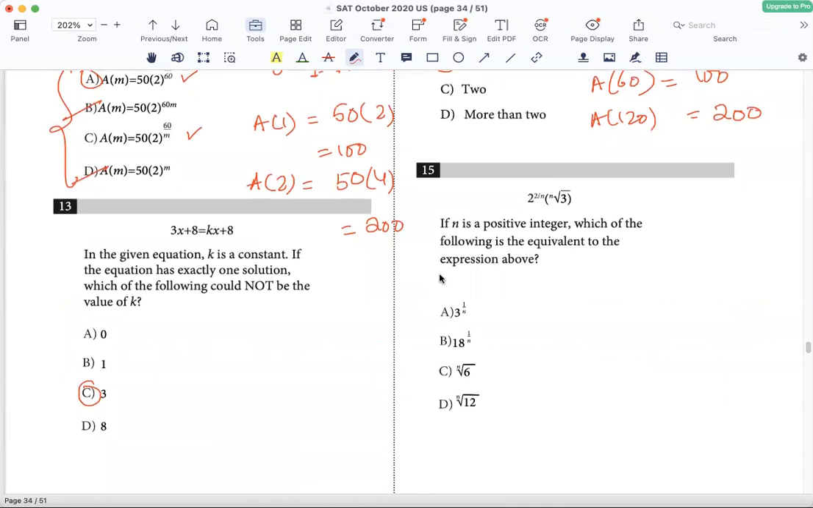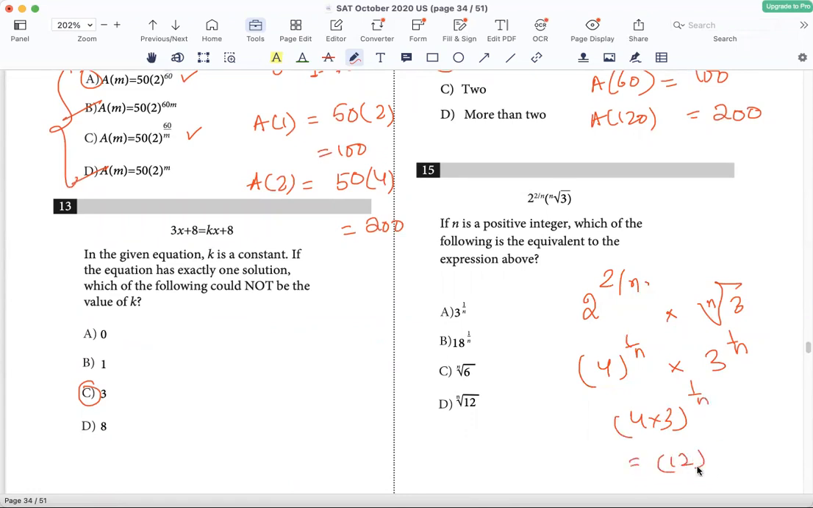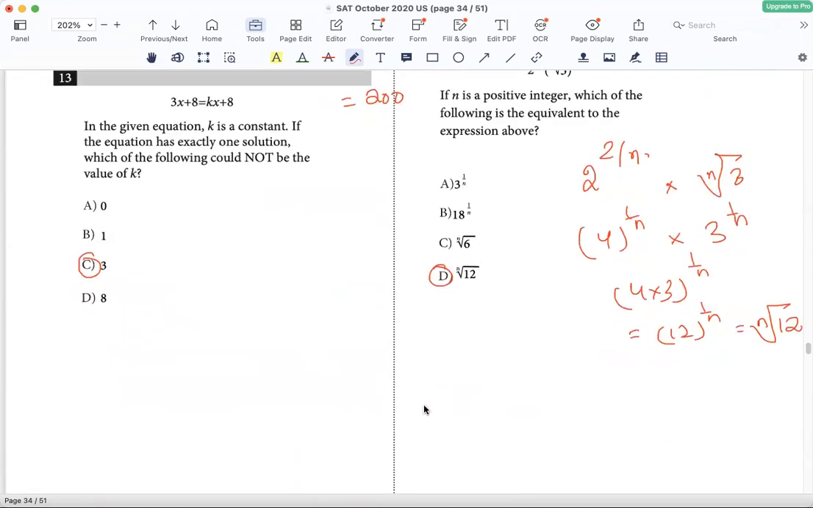If n is a positive integer, which of the following is equivalent to the expression above? Okay, 2 to the power 2 by n times the nth root of 3. So that means 2 squared is 4, 4 to the power 1 by n into 3 to the power 1 by n, because nth root of 3 is 3 to the power 1 by n. So 4 into 3 to the power 1 by n, which is 12 to the power 1 by n, which is the nth root of 12. So option D, nth root of 12.